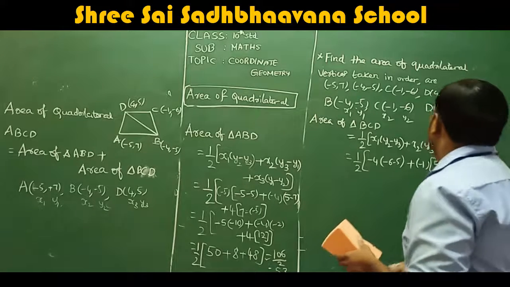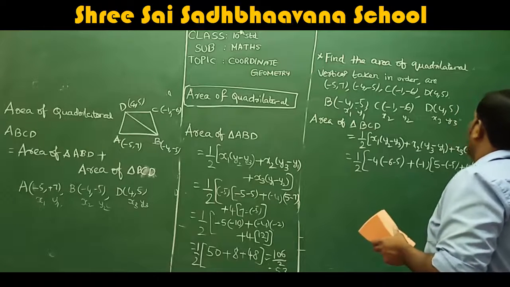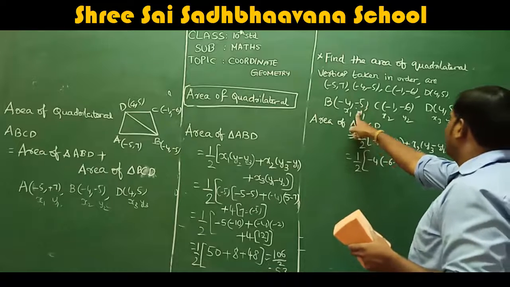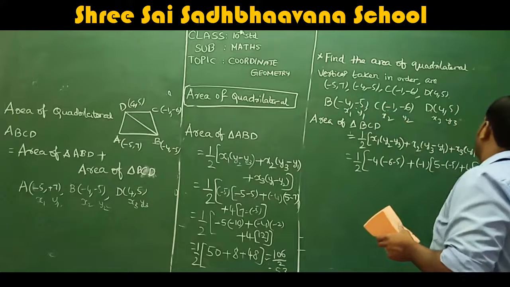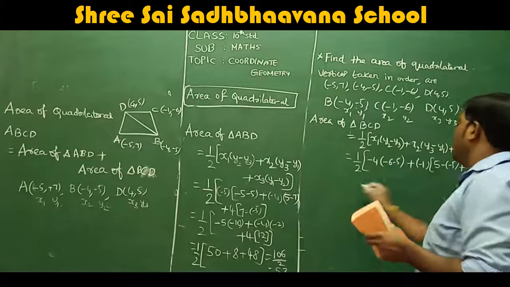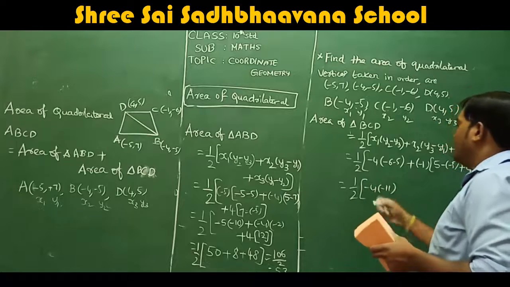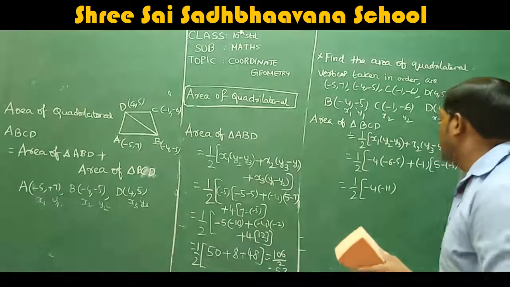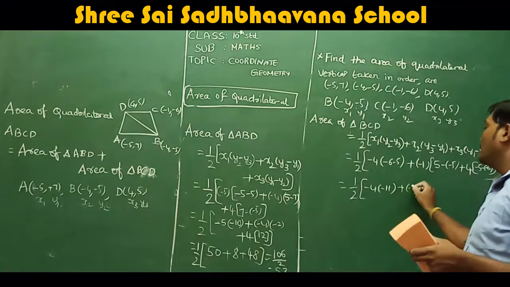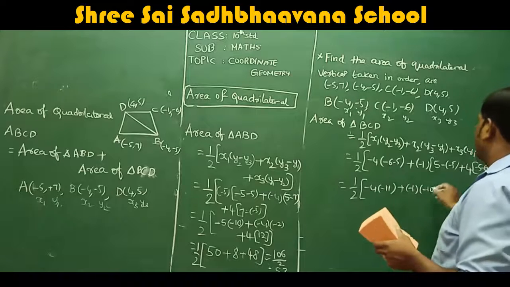Correct? Plus x3. What is the x3 value? 4. y1 minus y2. So y1 minus y2 means minus 5 minus of minus 6. Okay, so what will you get? Half into minus 4 into minus 11. Correct? Minus 6 minus 5 is minus 11, plus here 5 plus 5, which is minus 10. Correct?